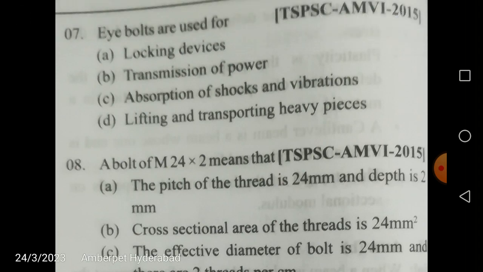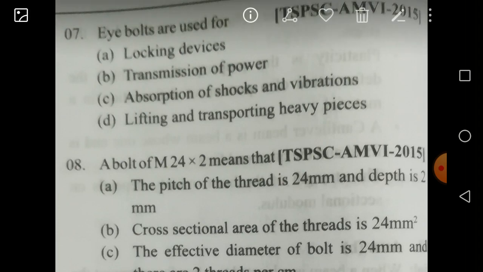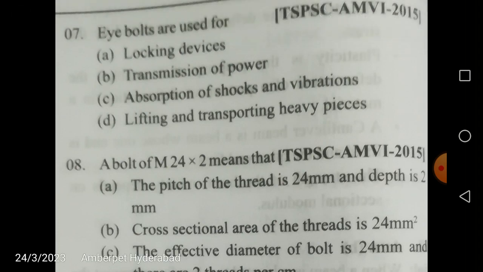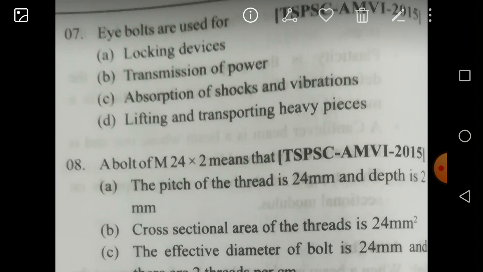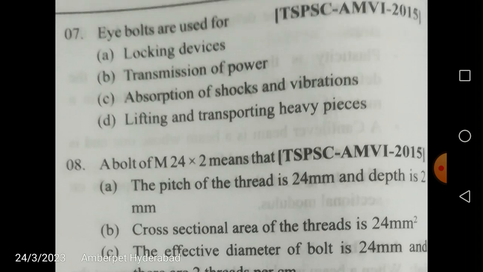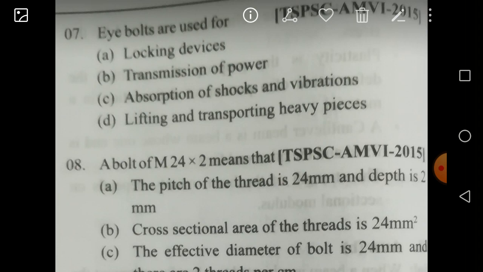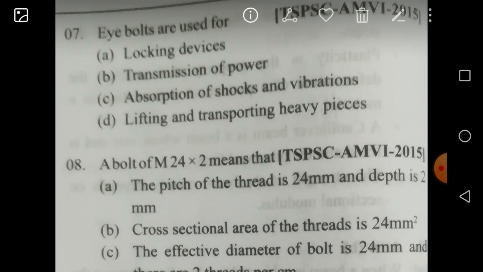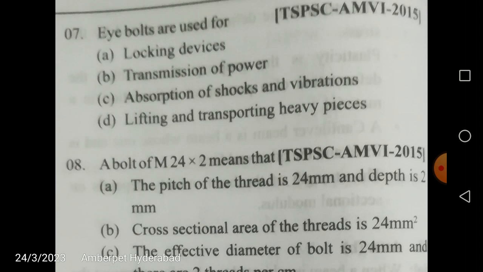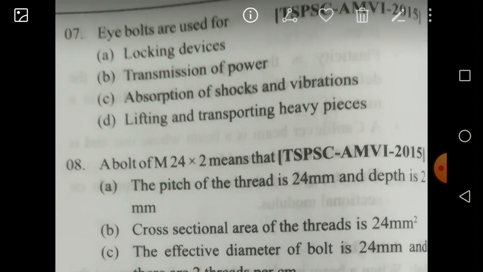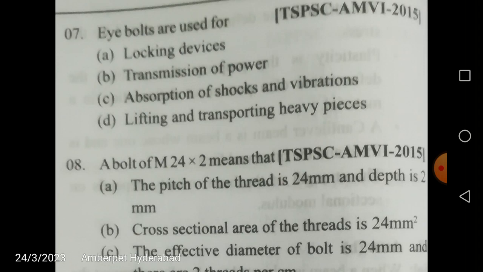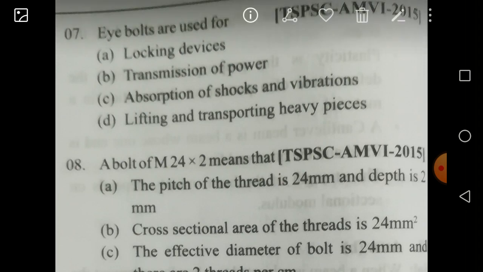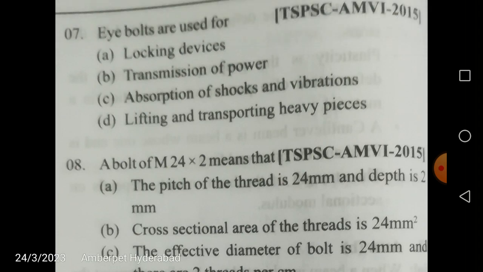Right, friends. So we can categorize here. Keys can be categorized into locking devices. Belts, pulleys, gears, and couplings can be classified as power transmission elements, and springs and dampers can be categorized under shock absorbing and vibration absorbing elements. Now here, eye bolts are used for lifting and transporting heavy pieces. So the correct answer is D.